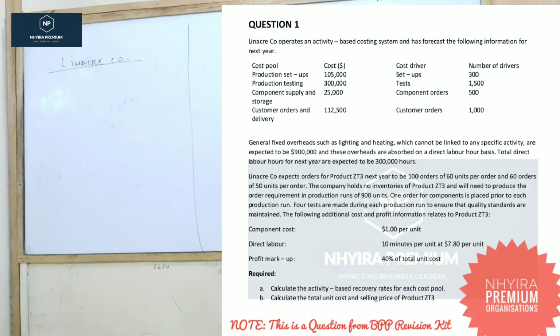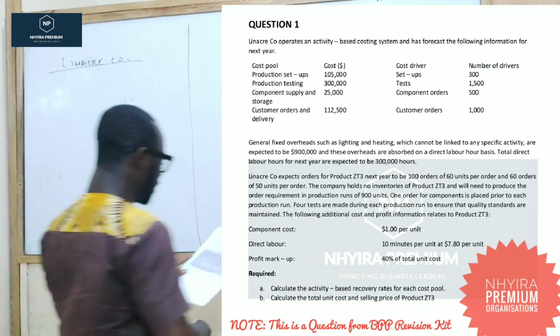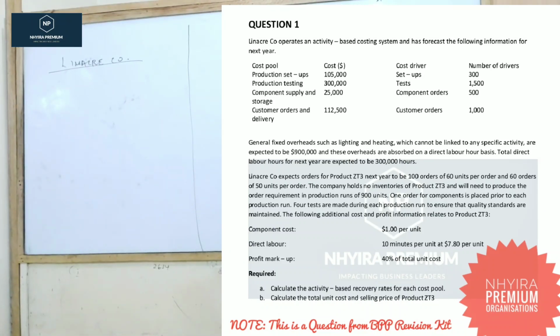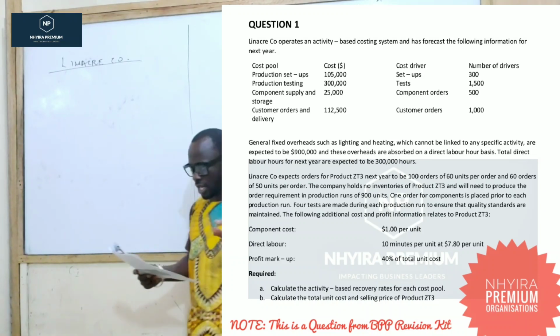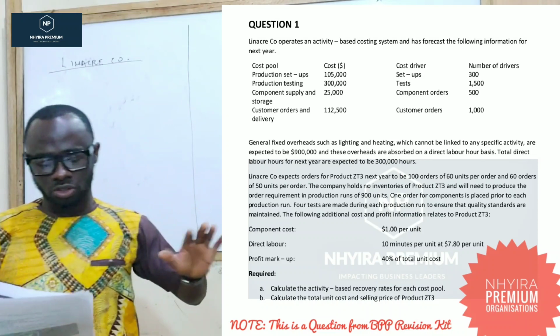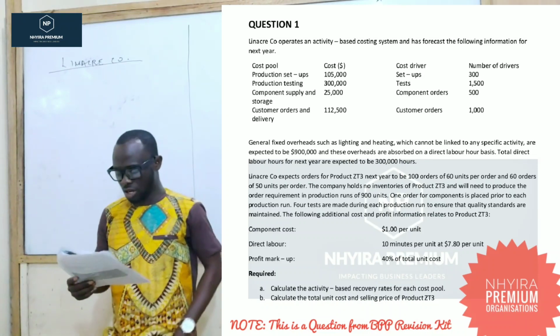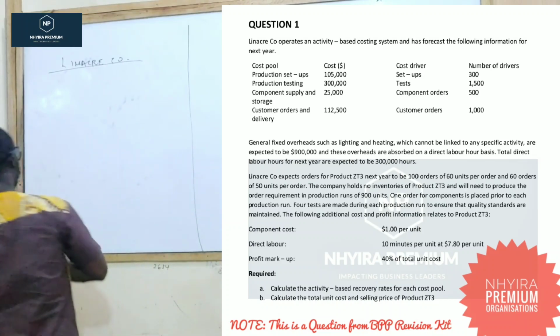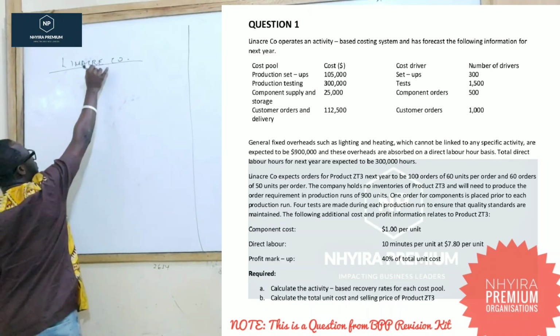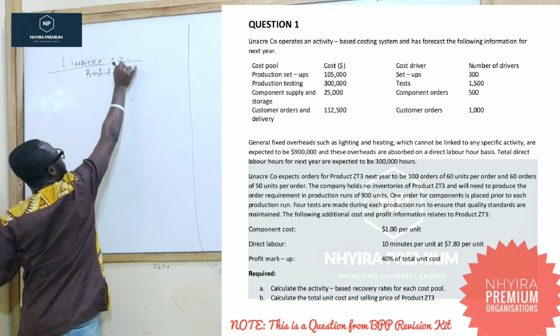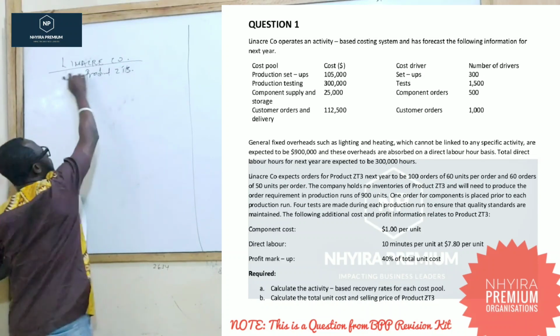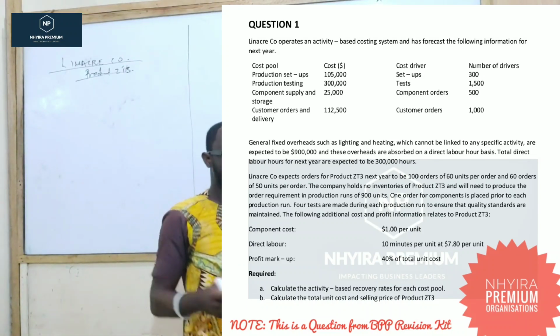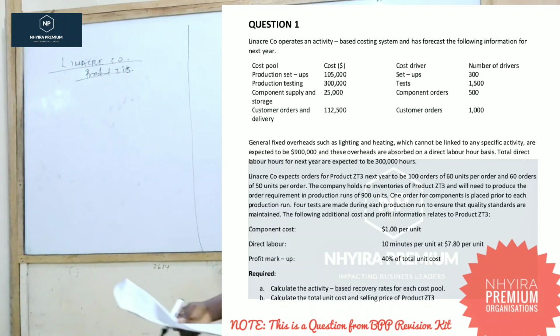Requirements. A. Calculate the activity-based recovery rate for each cost pool. Then B. Calculate the total cost, the total unit cost and selling price of product ZT3. So we're dealing with product ZT3. Like I mentioned, the A aspect, everybody was able to do that.